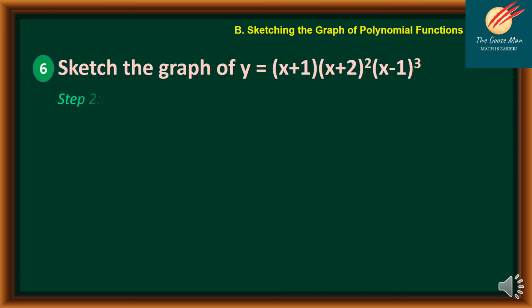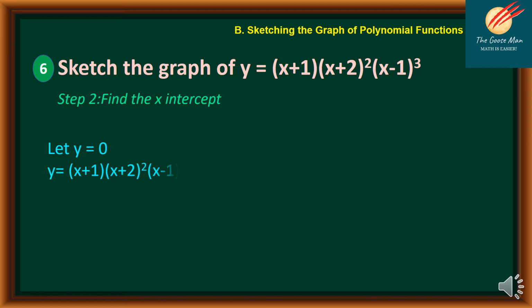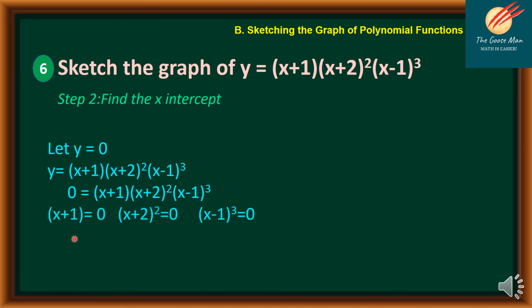Step number 2 is to find the x-intercepts. We will let the function y be equal to 0. Since this is in factored form already, (x plus 1)(x plus 2) squared (x minus 1) cubed, we will have 0 equal to this function. Then we have x plus 1 equal to 0, (x plus 2) squared equal to 0, and (x minus 1) cubed equal to 0.